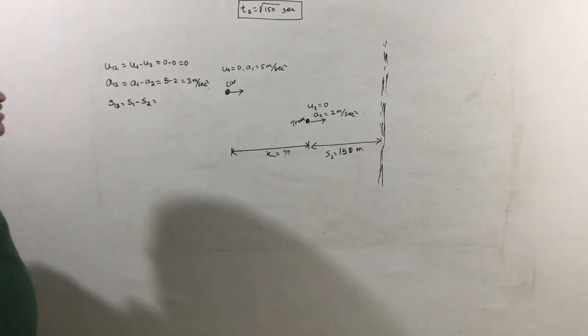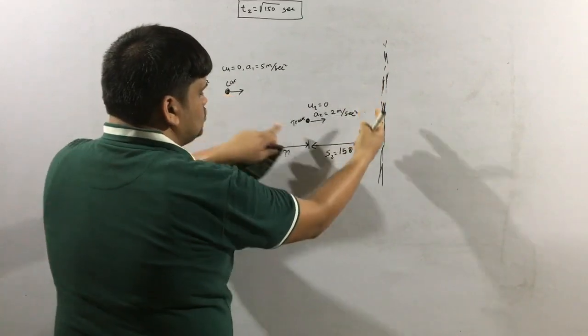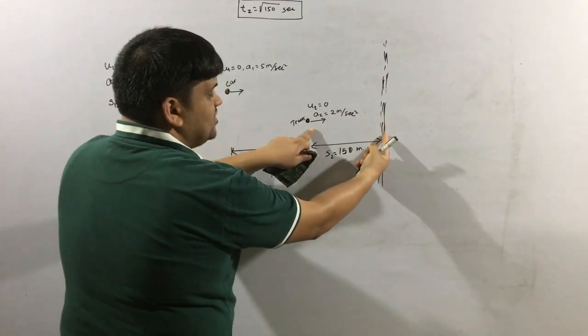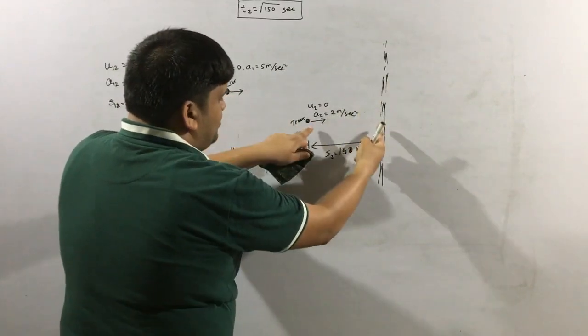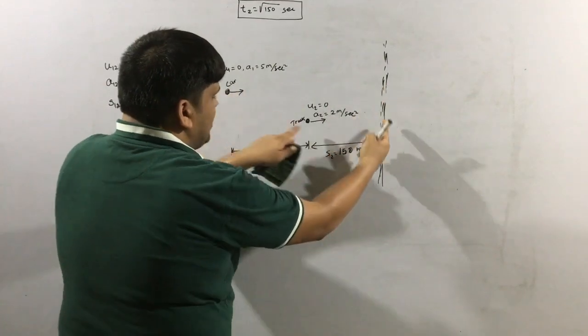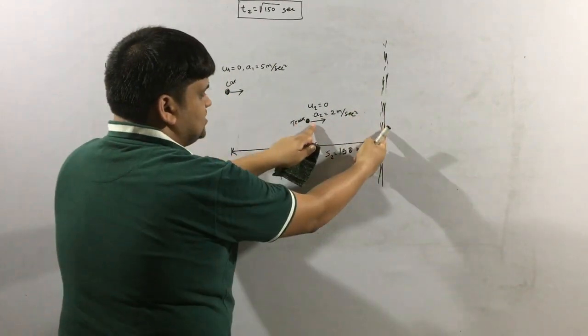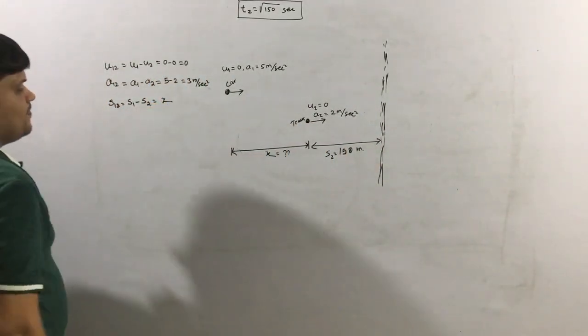Now what is s1? You check. What is s1 from here to here? What is s2 from here to here? The car has travelled this much distance, the truck has travelled this much distance. So we don't know the value of s1, but s1 minus s2 will be obviously this. Yes or no? This distance minus this distance will be this much distance. So that is going to be x.